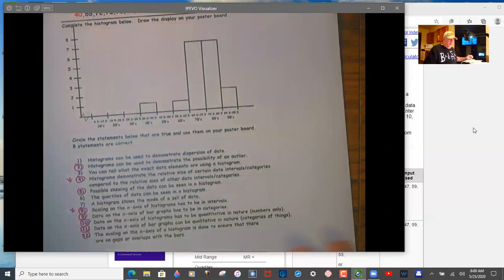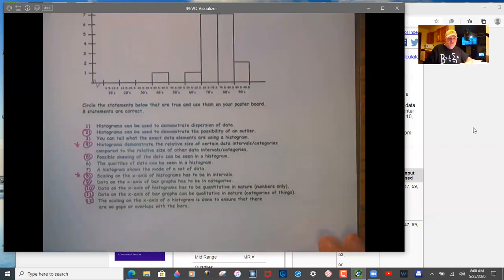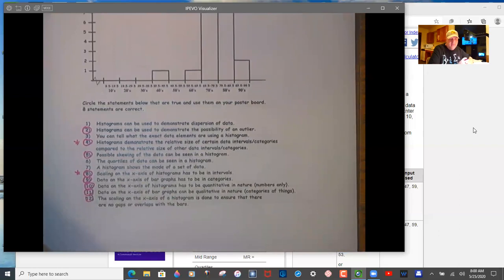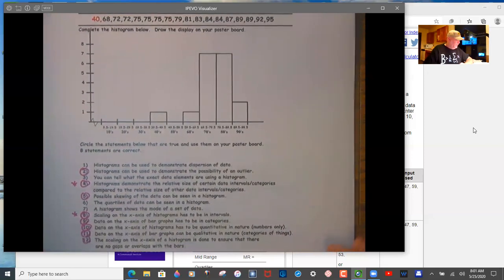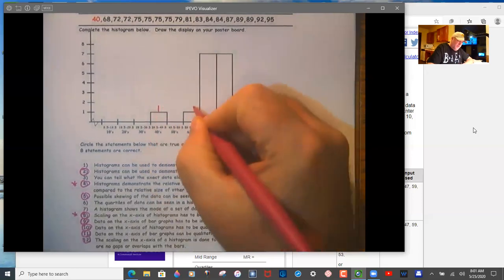Okay, histogram, very important display. So 2, 4, 5, 8, 9, 10, 11, 12, a lot of them. The real biggies are 4 and 8, especially 8. Scaling on the x-axis of histograms has to be in intervals, whereas a bar graph, it's just categories. So that's the big deal, is that the scaling there has to be in intervals. And then you just simply count the frequency.